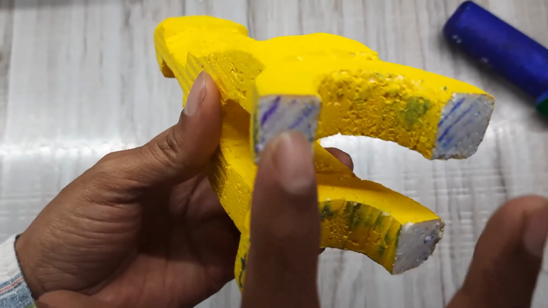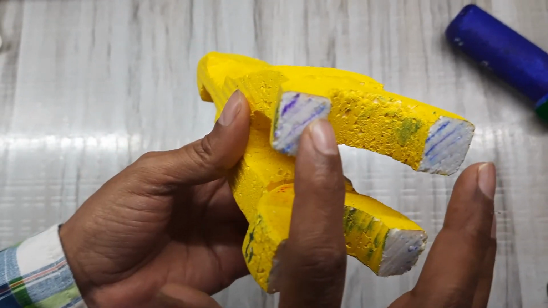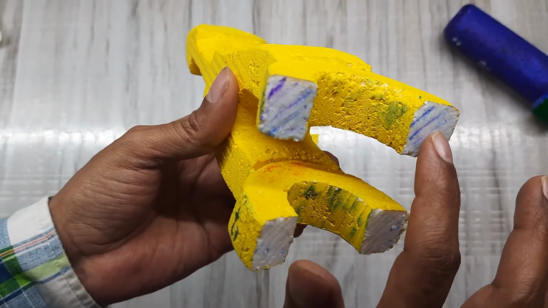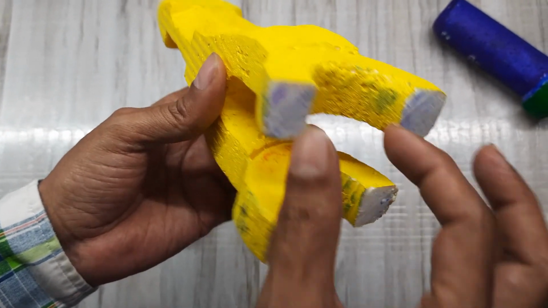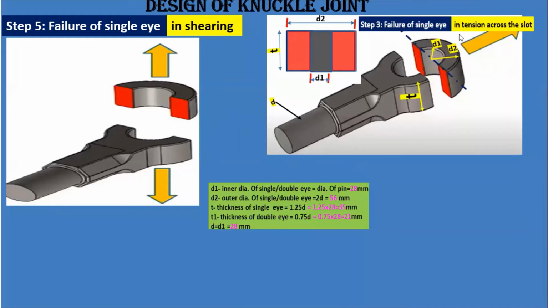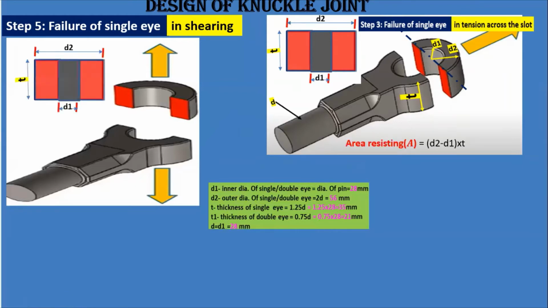Now here also the resisting area in the shearing as well as in the tensile both are same, means D2 minus D1 into T1. If you see here in step 3, the failure of the single eye has taken place in the tension. Now the resisting area here and the resisting area in the shearing both are same. Okay, इसका मतलब resisting area का जो formula रहेगा दोनों का same है, D2 minus D1 into T. So the formula remains the same. There is no change in that.